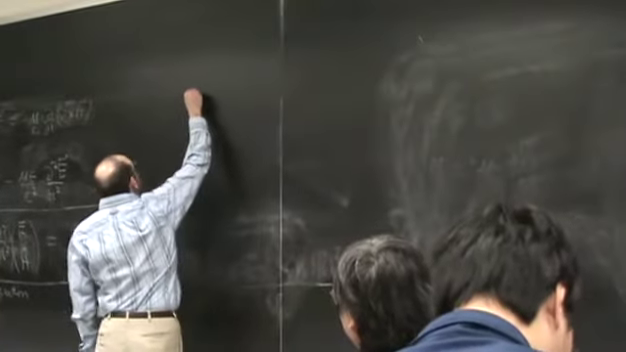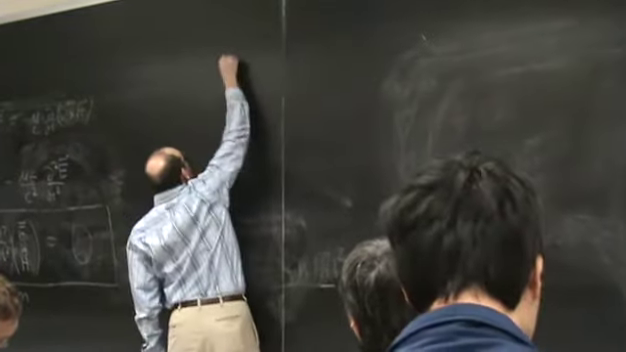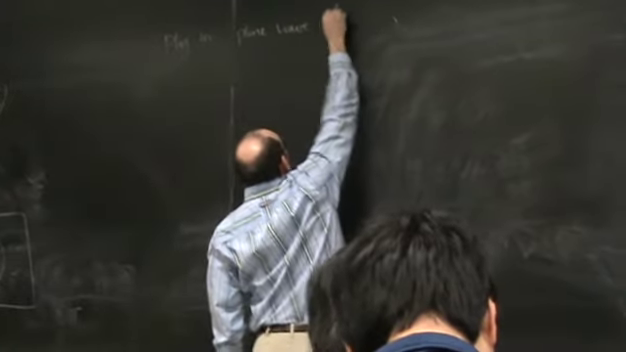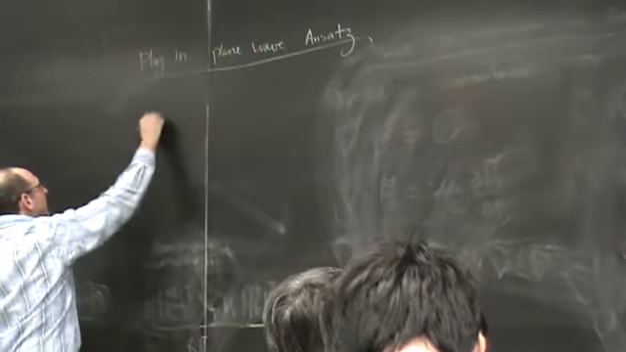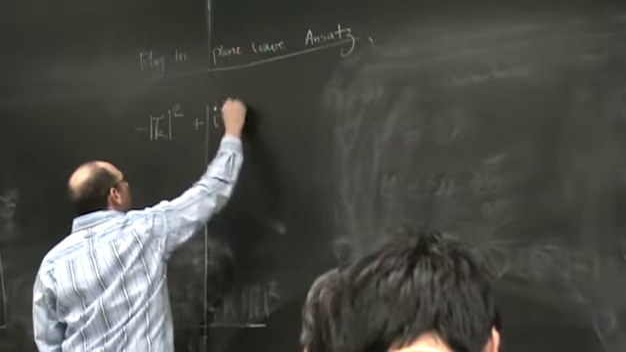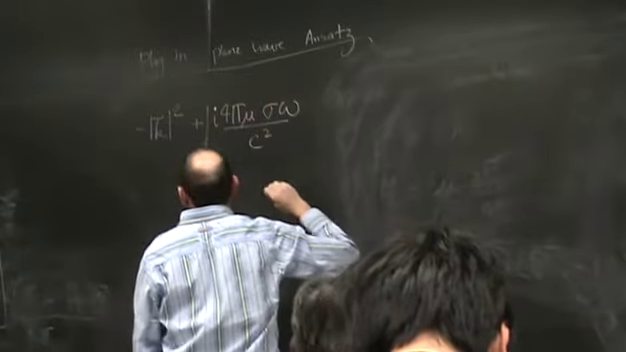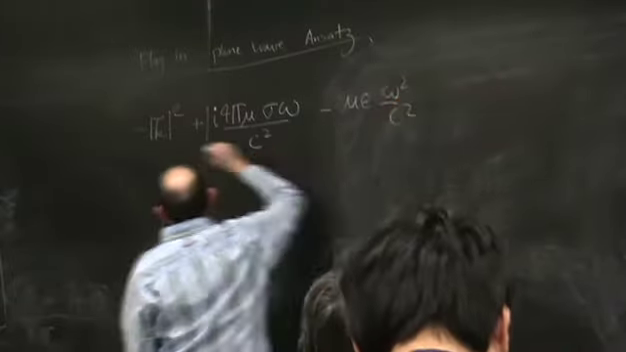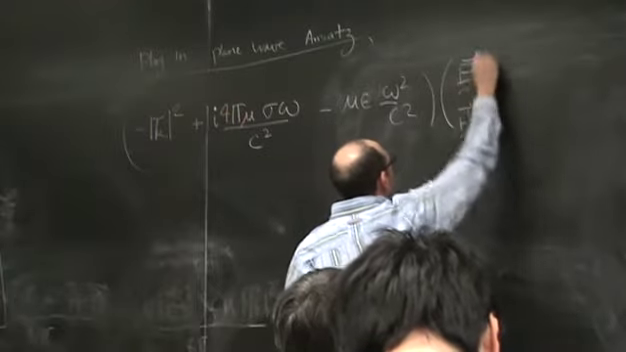And we get minus k squared. So I'm going to plug in the plane wave ansatz, and I get minus k dot k plus i 4 pi mu sigma omega over c squared minus mu epsilon omega squared over c squared, acting on either E0 or H0, equal to 0.